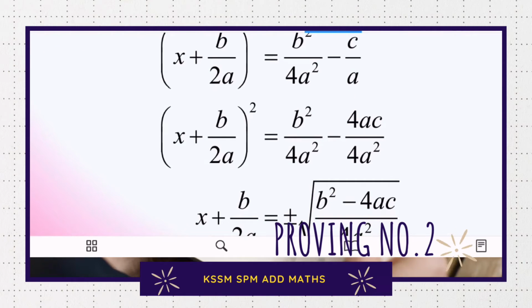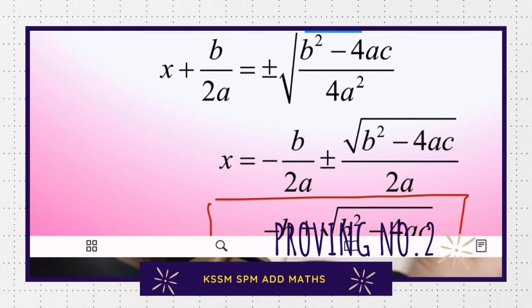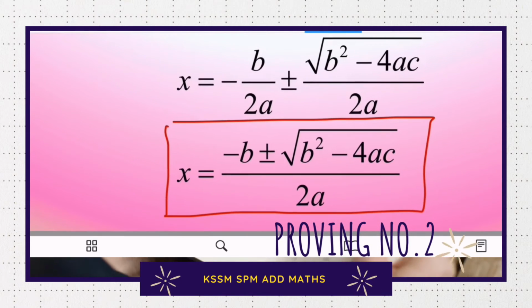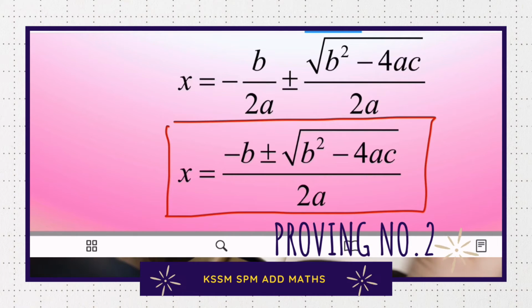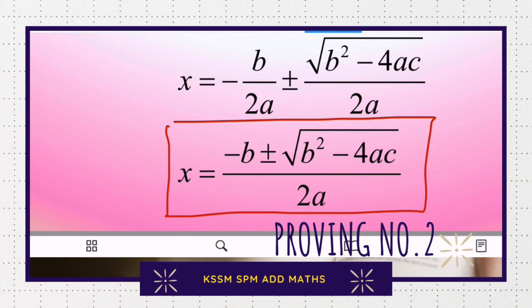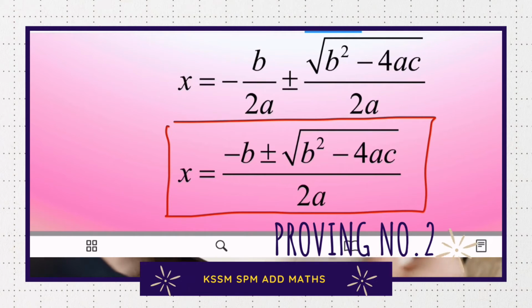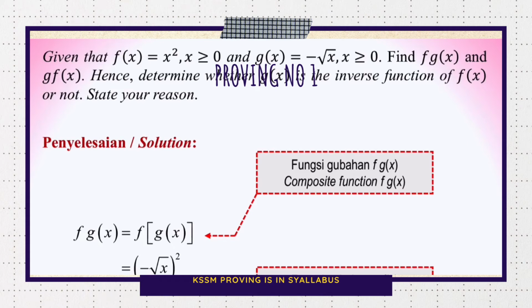After we shift to the right, we need to square root. After we square root, we get plus minus, we need to subtract the b over 2a, and then we will simplify, we'll get two answers, negative b plus minus square root of b squared minus 4ac, over 2a, will be the roots for the quadratic equation. This is a syllabus for the proving of the Form 4 syllabus and also Form 5 syllabus.